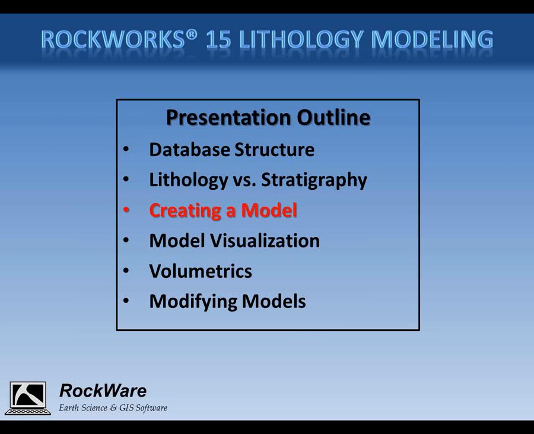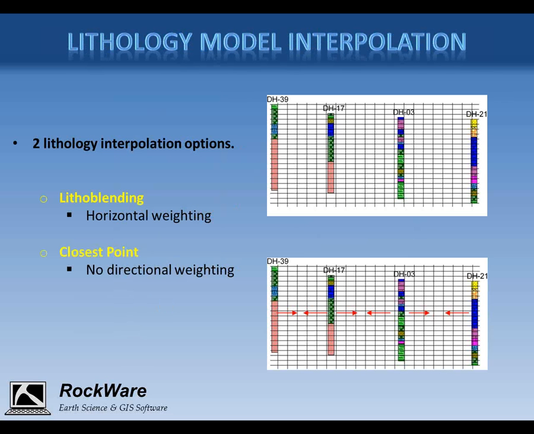Okay, let's move on to how we actually create a model for lithology. I'm going to talk about two of our lithology interpolation options, the algorithms that we use to calculate what is going on between the boreholes. So here I've got a cross-section with 4 boreholes, and I have various units, pink, blue, green, yellow, etc. So we have these two interpolation options. One we call lithoblending, and this one has a very strong horizontal weighting component to it.